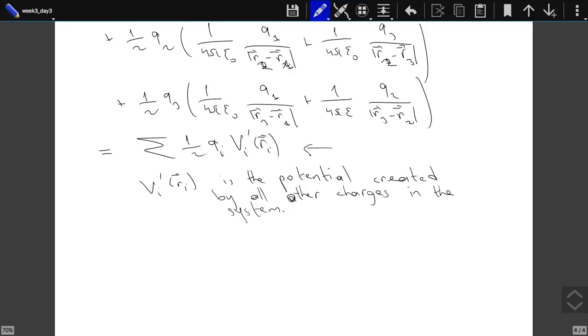You see, here we are summing over all the charges, not just one of them.